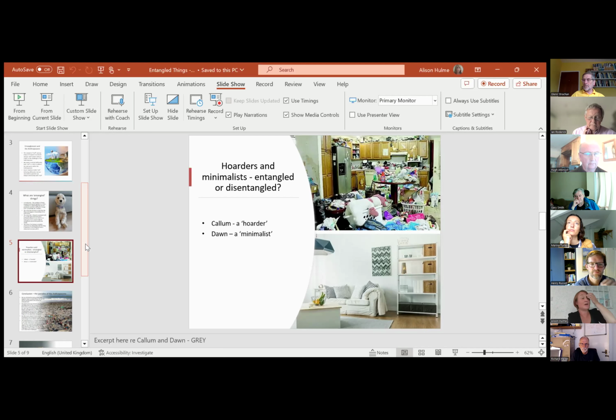So this is a really good example of the argument that Callum is clearly very physically entangled with a huge amount of stuff, but he's not necessarily entangled with many particular individual items in that stuff. He's entangled with the hoard as a kind of holistic thing. And this is spoken about quite a lot in the literature on hoarding, whether this is a healthy entanglement, because if you don't know what you've got, how can you be entangled with it psychologically? And we might come back to that idea.